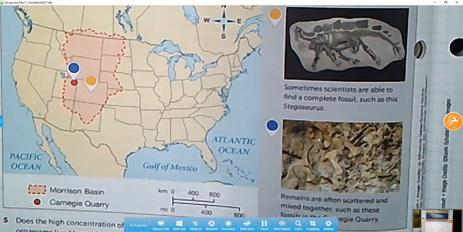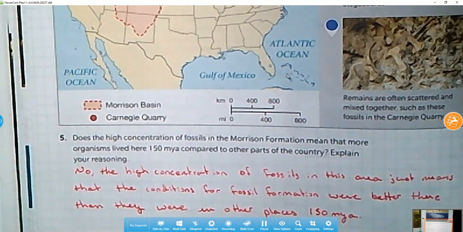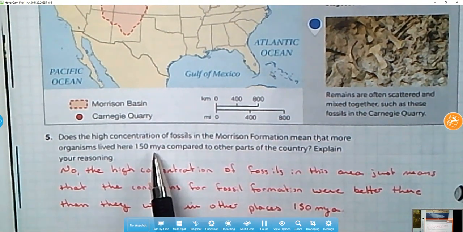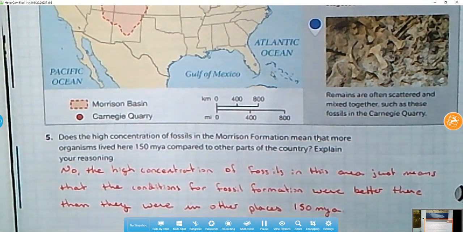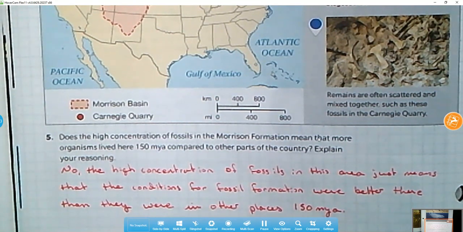But if we look at the question here, does the high concentration of fossils in the Morrison Formation mean that more organisms lived here 150 million years ago? That MYA stands for million years ago, compared to other parts of the country? And we explain, so no, it doesn't really mean that more lived there. It just means that the conditions for fossil formation were better there than they were probably elsewhere in other parts of the world, or in the United States in this case. Okay, so it doesn't mean that there's more.